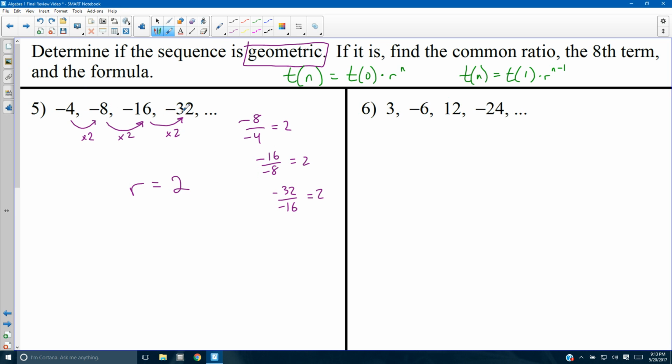-4 times 2. To go the other way, to find term 0, we're going to have to divide by 2. Divide by 2, same as multiplying by 1/2. So your term 0 is -2.